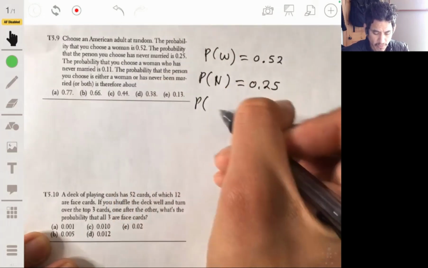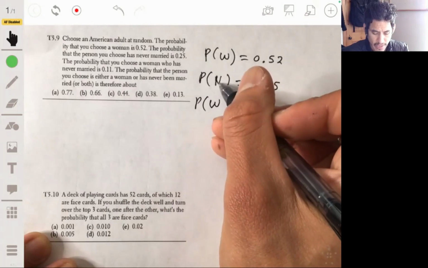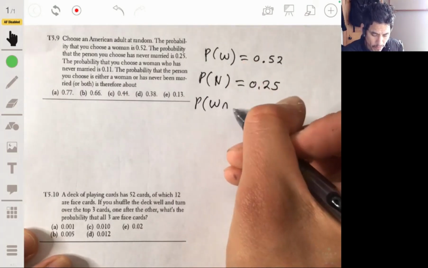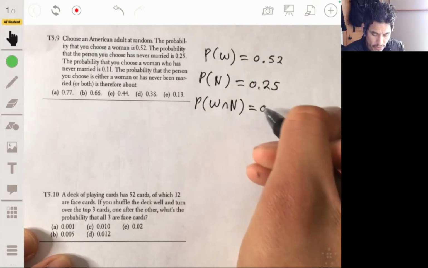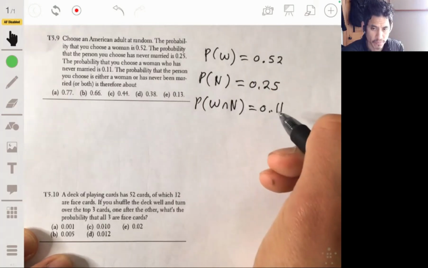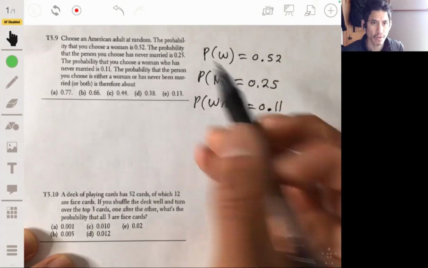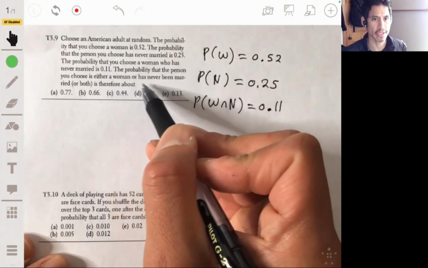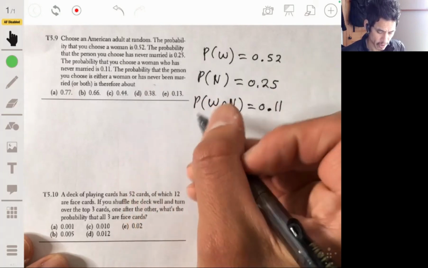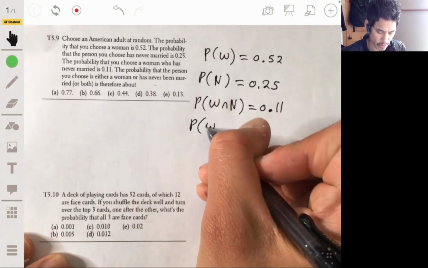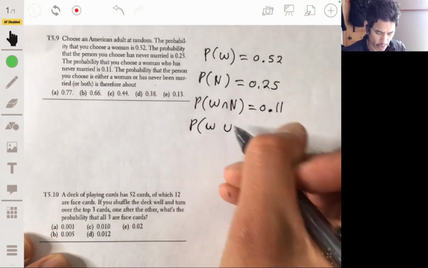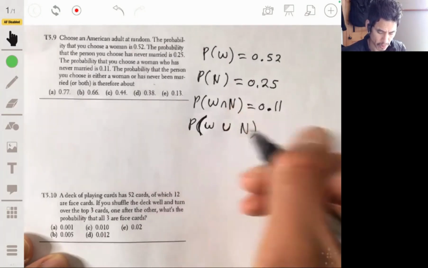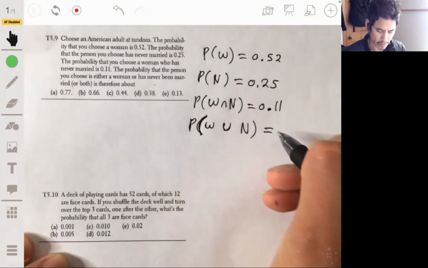So the probability of W and N is 0.11. And so the probability that the person you choose is either a woman or has never married is therefore, so we want to find the probability of W or N. What is that equal to?